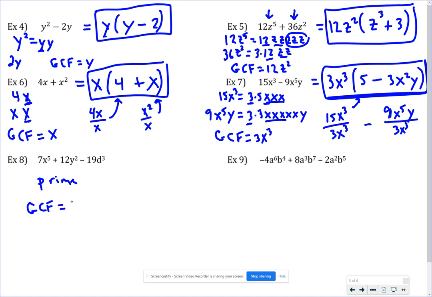Coefficients 7, 12, and 19 don't have any common factors other than 1. And the variables are all different, so I don't have any common factors. We call this one a prime. Okay, no common factor other than 1. We call it a prime.